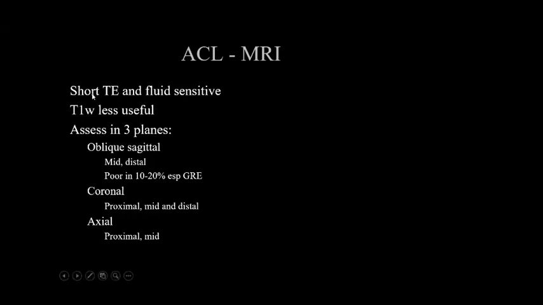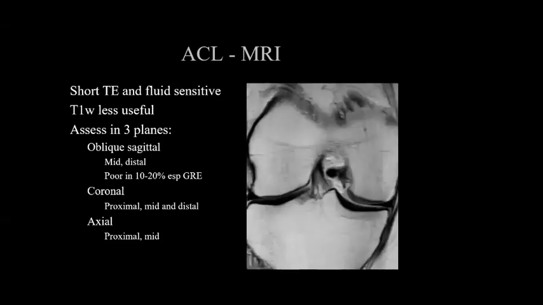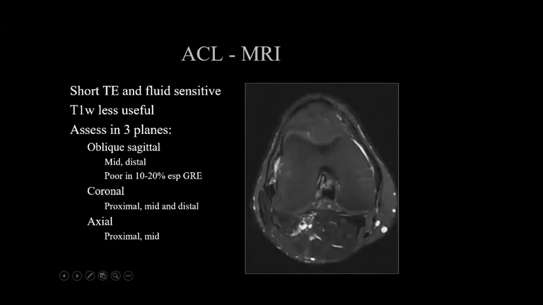As I mentioned earlier, the ACL is better visualized on the short TE sequences, the T1 and the proton density sequences. And you should look at the ACL in all the planes. You should look at the ACL in the sagittal plane, also in the coronal plane, and the axial plane. So here, for example, we see the two bundles of the ACL quite nicely on the coronal proton density sequence. We also see the ACL and the two bundles quite nicely on the axial PDFS sequence.